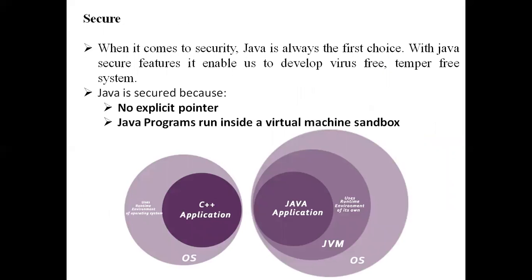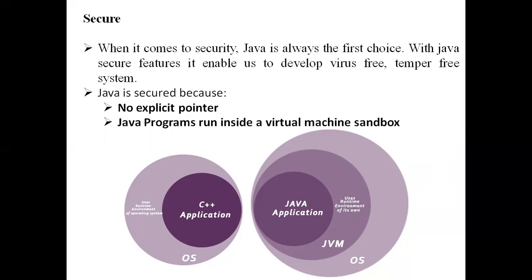Let us move with the next concept called secure. Java consists of a sandbox security model which is available in applets. This will prevent the Java program from accessing the resources of the user system. When it comes to security, Java is always the first choice. With Java's secure features, it enables us to develop virus-free, tamper-free systems.